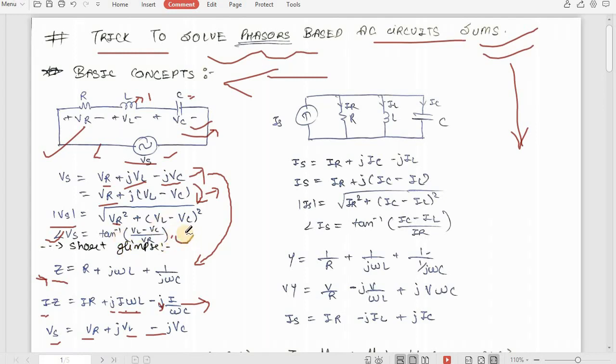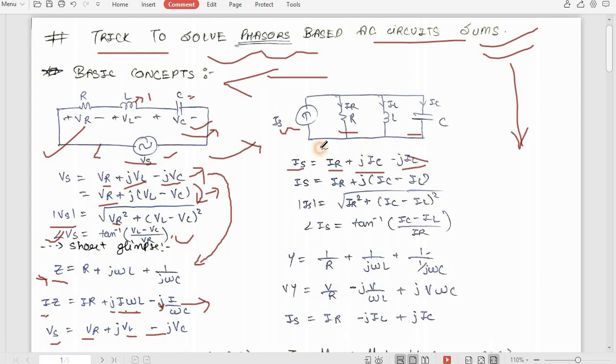So this was the basic thing that you should know about the series RLC circuit. Similarly, we have to understand the same concept for the parallel RLC circuit also. Here you can see R, L, C all connected in parallel, and we have applied IS, basically input current, across this RLC parallel combination. So we will get IS equals IR plus jIC minus jIL.